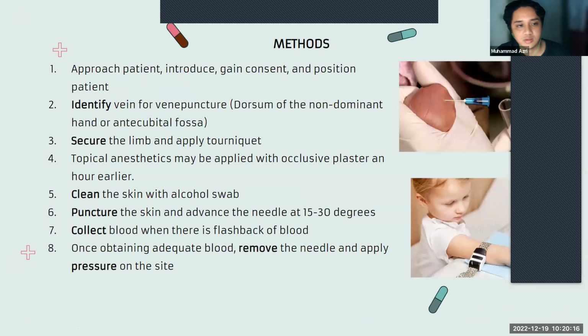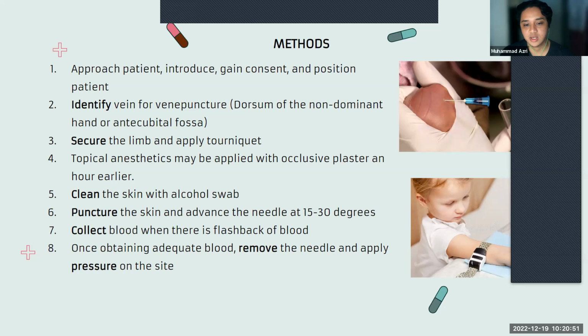Okay. So the method of how to perform this: after approaching the patient, introduce yourself, gain consent, and position the patient. We identify a suitable vein for the venipuncture. Usually for neonates and infants, we use the dorsum of the hand, and for older children, we use the antecubital fossa, just like in adults. We secure the limb by holding the joint above and below the site and apply the tourniquet. And just like ABG, we may use topical anesthetic prior to the procedure. Clean the skin with an alcohol swab.